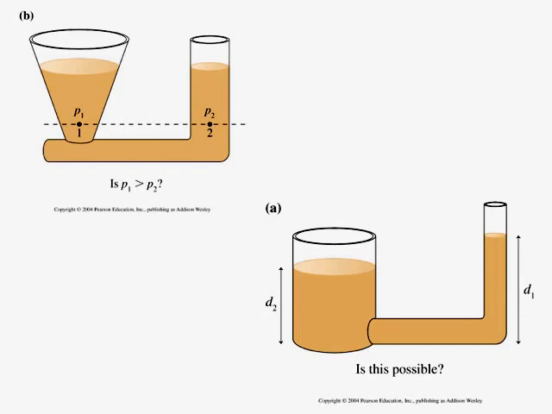So we see in this illustration, P1 has to equal P2 because it's at the same depth and the surfaces are at the same level, and every location at the same depth has the same pressure. If P1 were greater than P2, then the water would flow from P1 to P2 until P1 is equal to P2.